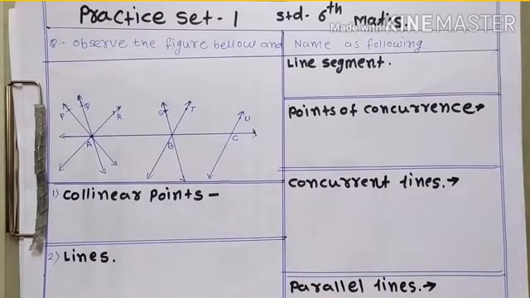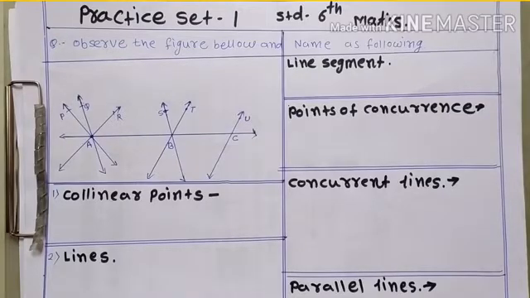In the last two periods, we saw some basic concepts in geometry like point, line, line segment, ray, collinear points, non-collinear points, point of concurrence, concurrent lines, parallel lines, and intersecting lines. And we solved the practice sets first. Let's do some examples depending upon these basic concepts in geometry.